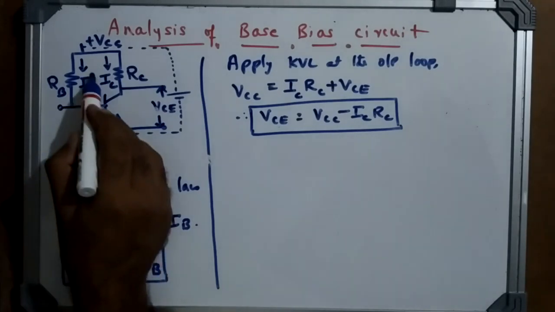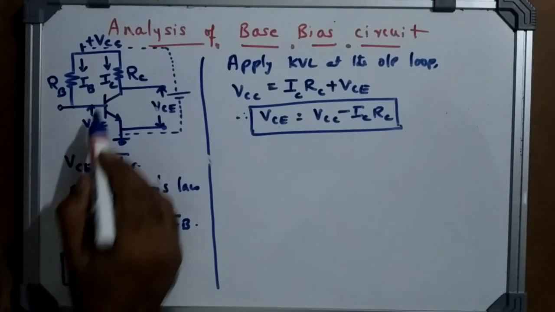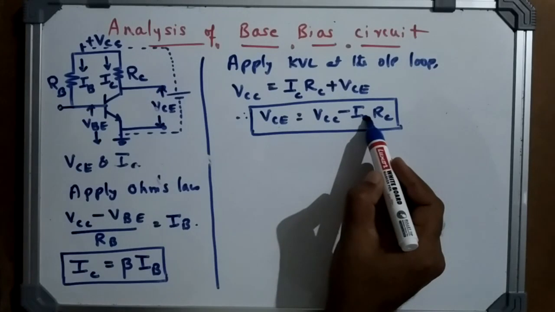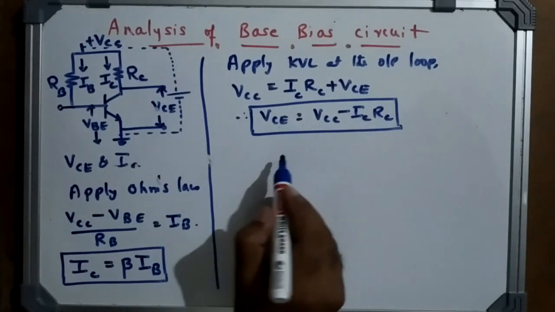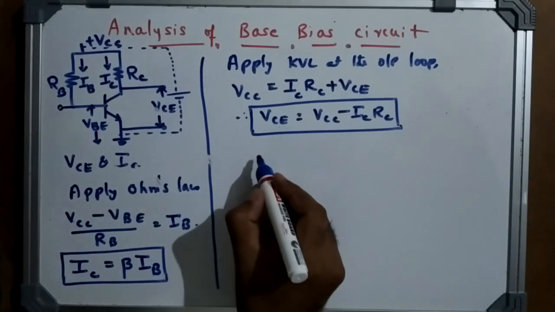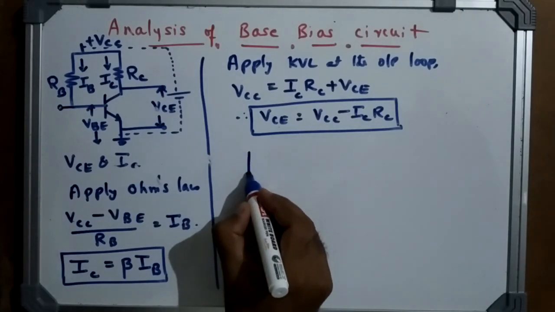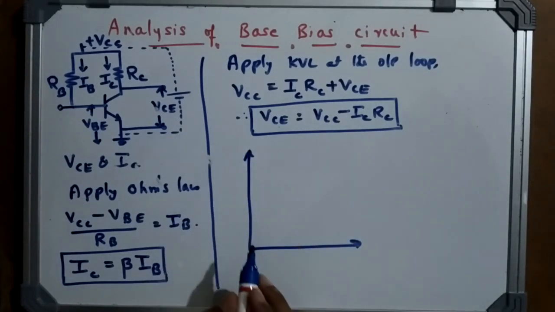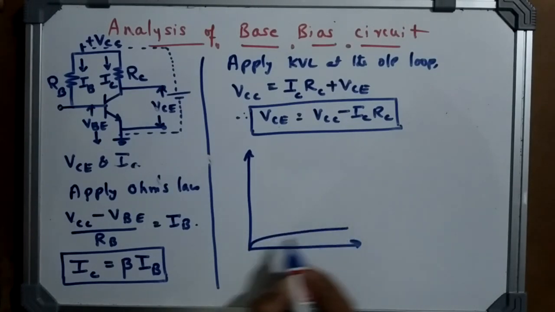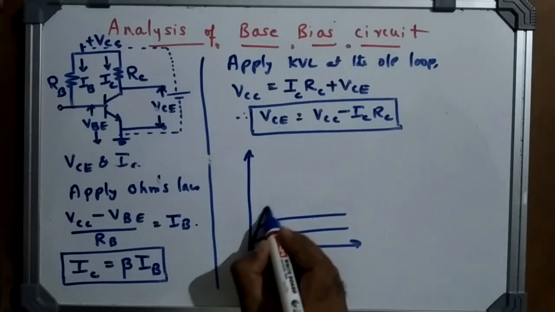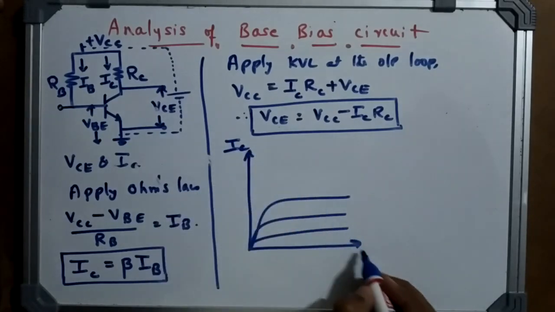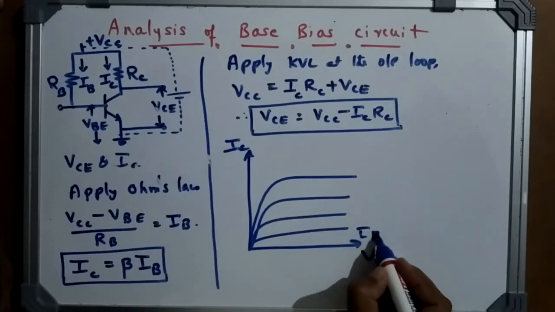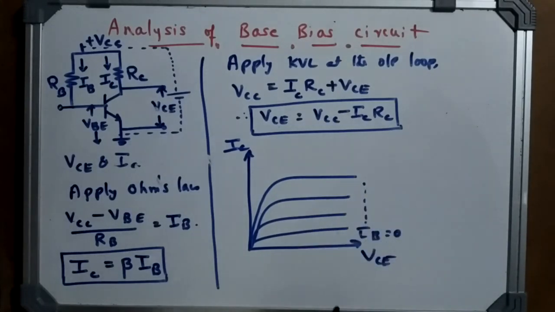Now, there is no input signal. When you apply the input signal, IB will change. When IB changes, IC will change. When IC changes, see here, IC you substitute here, VCE will change. So how will this change? If you see the output characteristics of a transistor, the variation of VCE and IC will follow a straight line. This is the output characteristics, IC versus VCE. This is IB equal to 0 and it will go on increasing.